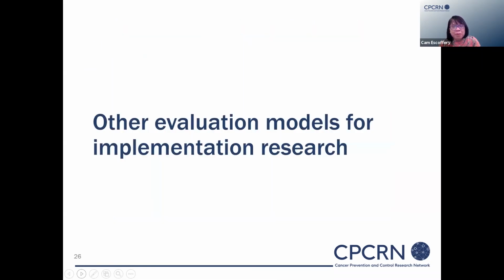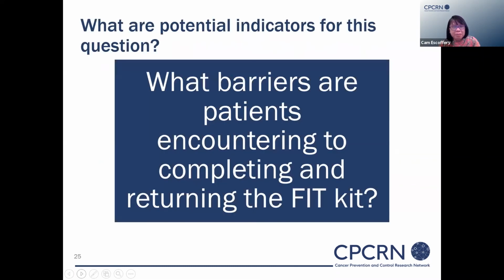So I have another example of an indicator question there that you can think about. For this question, what are barriers for patients in completing and returning the FIT kit? Could somebody put in the chat what might be an indicator that they have for this, and then perhaps how you can collect that? This is a common question that we have in terms of implementing our programs, is addressing barriers, because we actually know that addressing barriers helps with behavior or environmental change.